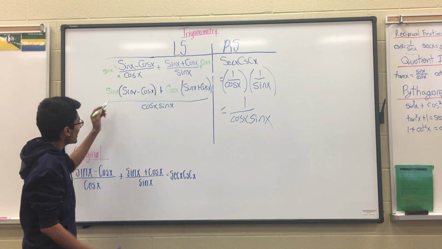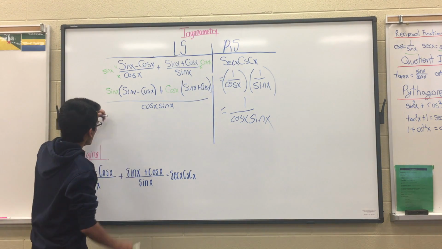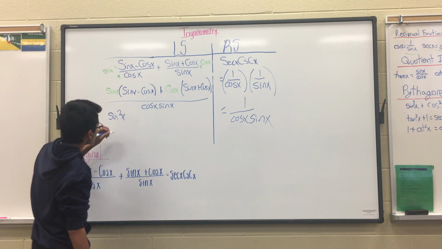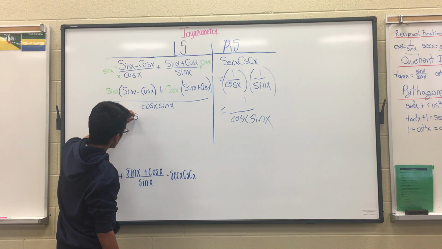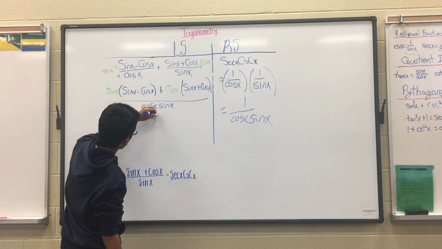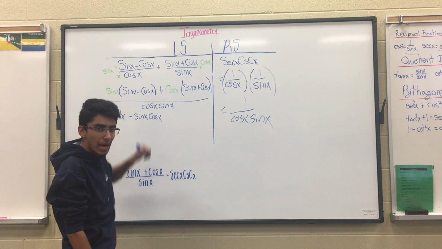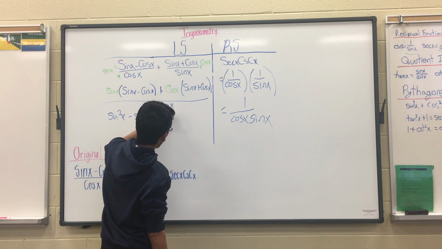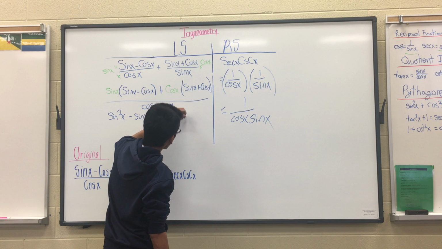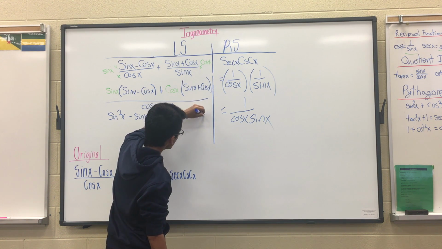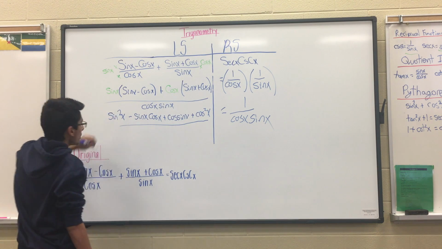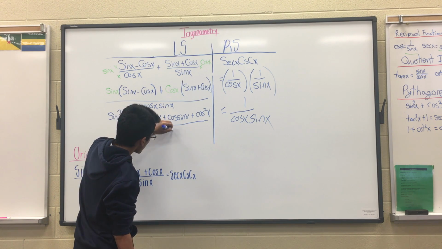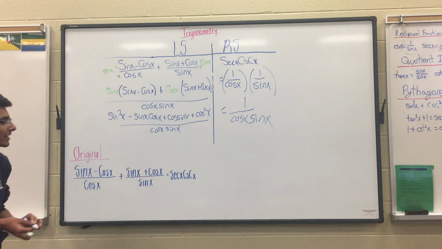Okay, now let's factor this sin x and cos x in. What do we get? We get sin squared x minus sin x cos x. Okay, let's see what happens when we factor in the cos. Here, we get cos x sin x plus cos squared x, all under the denominator of cos x sin x. Okay, let's see what we have here.